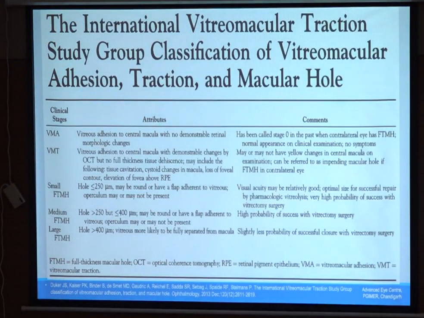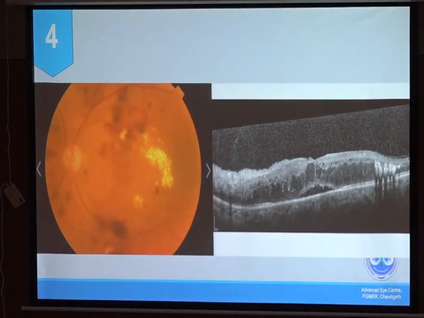So again, a very important paper, the International Vitreomacular Traction Study Group classification, which gives you the exact nomenclature for these terms and why we divide them the way we divide them, according to the prognosis that the patient is going to have. Again, an important paper that all of you should read.